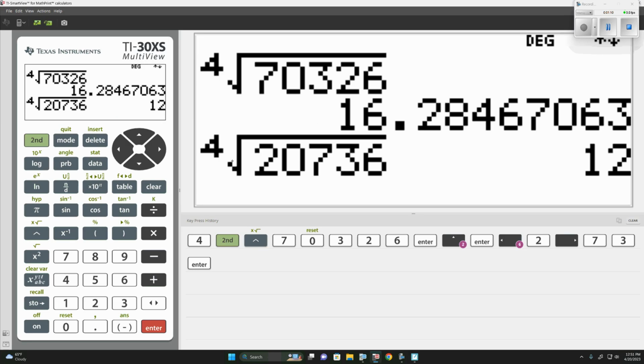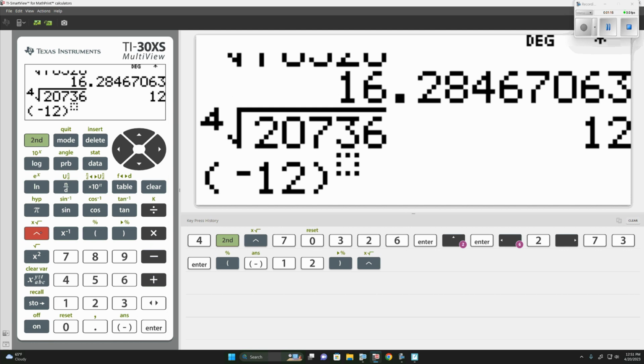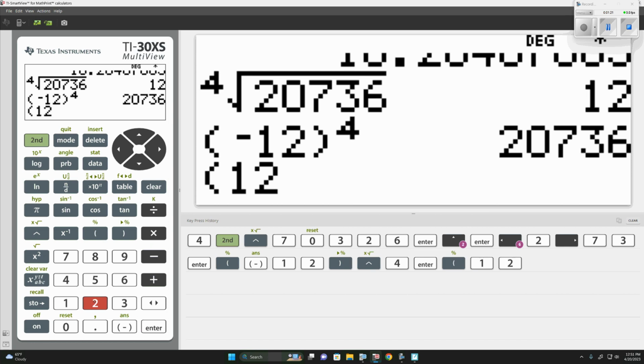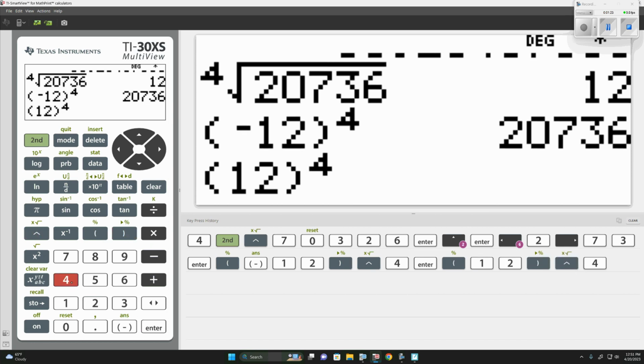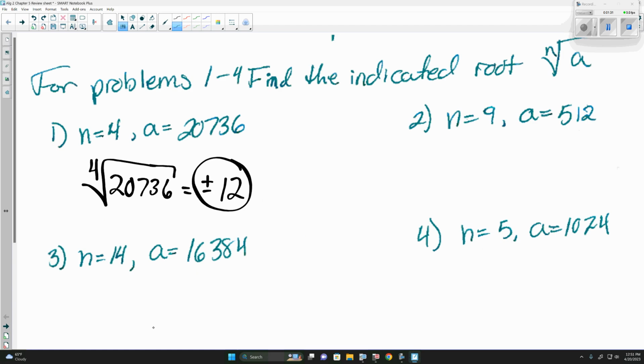Because whenever we take an even root of a number, we need the plus or minus. And this goes into the fact that negative 12 to the 4th is 20,736. 12 to the 4th is still 20,736. Both give us the same answer. So it is plus or minus 12.